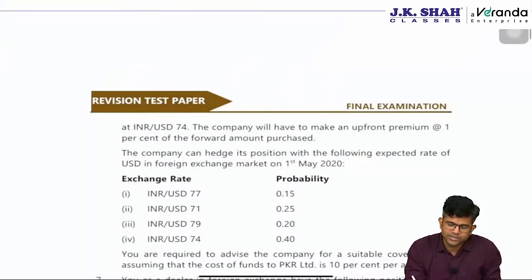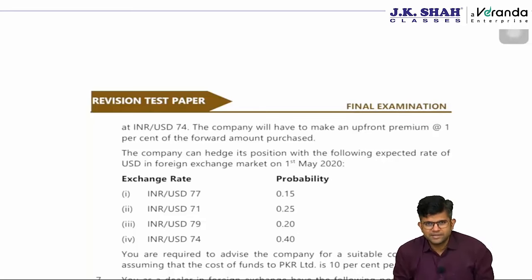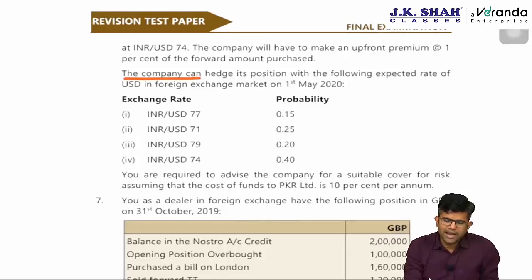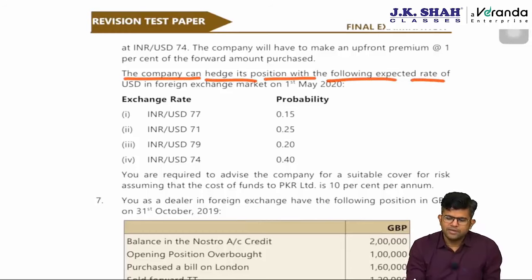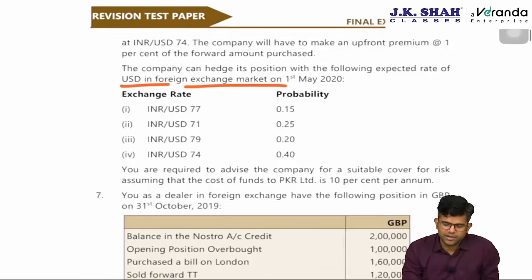And what does the question mean by upfront? Upfront means you have to pay the premium today on 1st May. The execution of the contract will happen after 6 months, but the premium you have to pay today. Okay. Next, the company can hedge its position with the following expected rates of USD in the foreign exchange market.